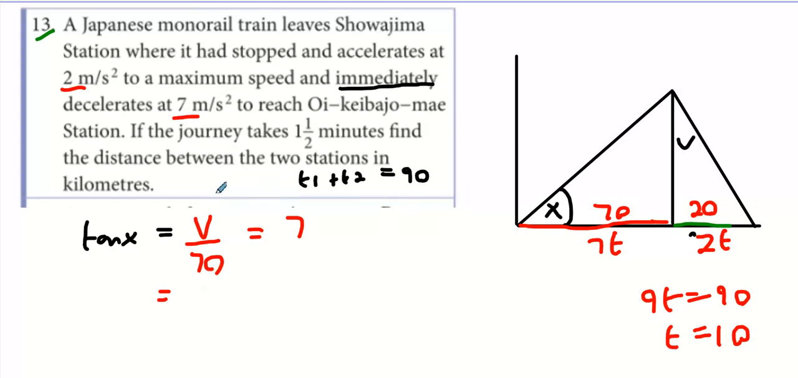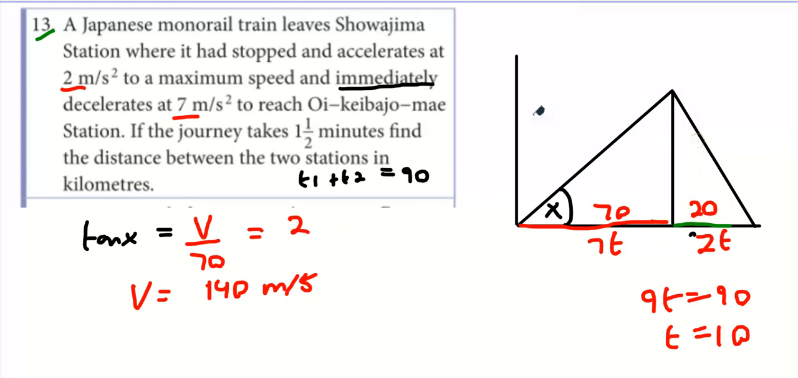So I just want to double check this. V over 70 is 7. Oh, sorry, the acceleration is 2, thank God. Yeah. I was thinking that's the fastest train I've ever seen in my life. It's just like something's up here. There's something wrong. So V over 70 equals 2 because the acceleration is 2. So what's the V value then? 140 meters per second. All right.